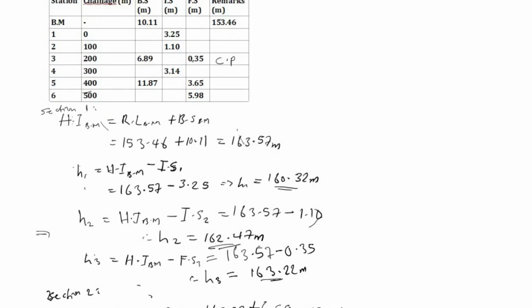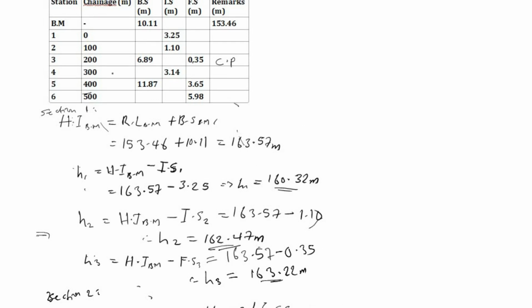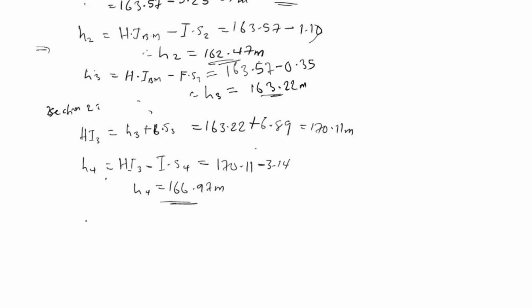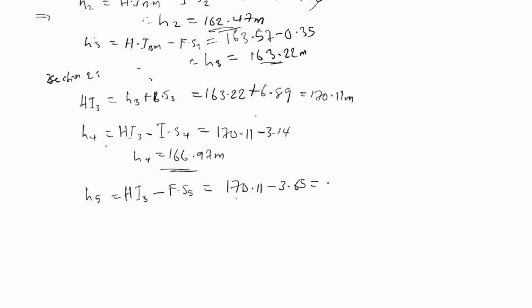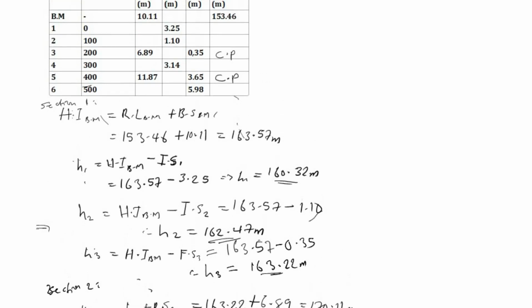Our reduced level at point 5 will be the height of instrument at point 3 minus our fore side. We can see here that we also have both the back side and the fore side, which means point 5 is also a change point, or turning point. So the reduced level of point 5 is the height of instrument minus the fore side of point 5, 3.65. That is 170.11 minus 3.65. The final answer is 166.46 meters.